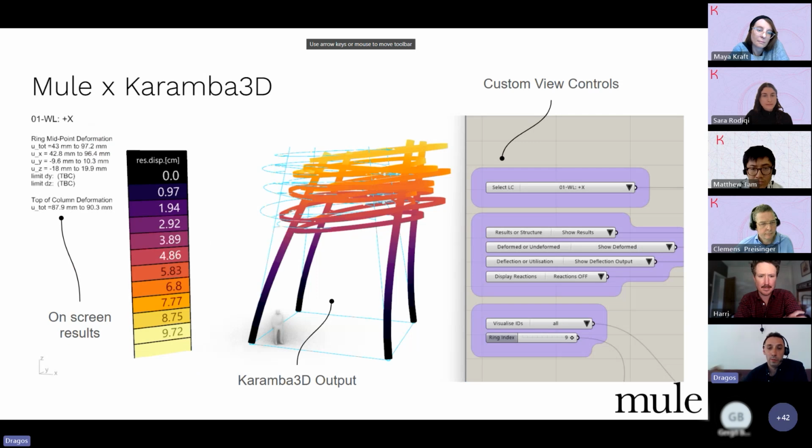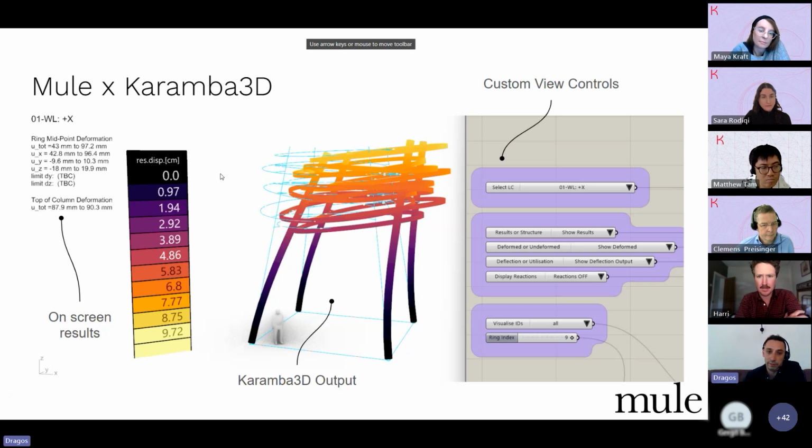And yeah, so this is where we used Karamba3D. I like to do this a lot, to have these on-screen results all the time as I'm checking different things. And so you see which load case am I looking at, what's my max deflection. And I think this is a useful thing to have. Whatever you care about, you can quickly display it there.